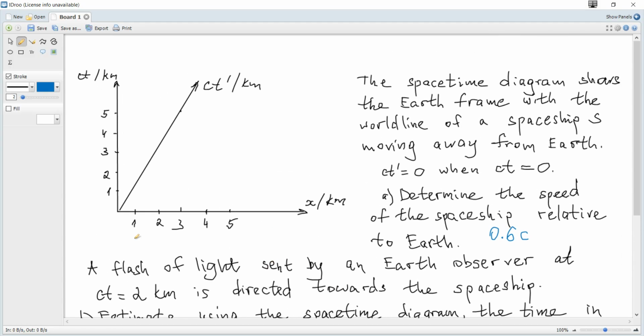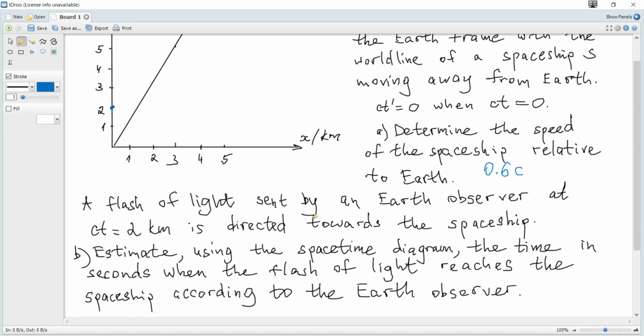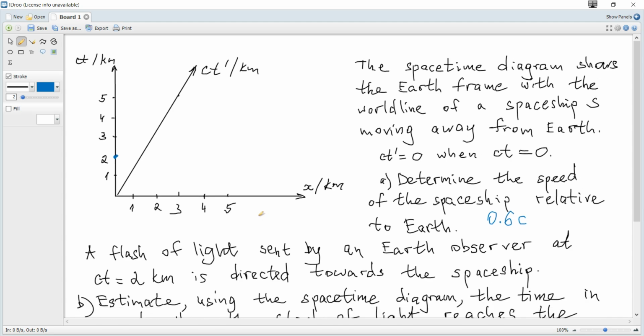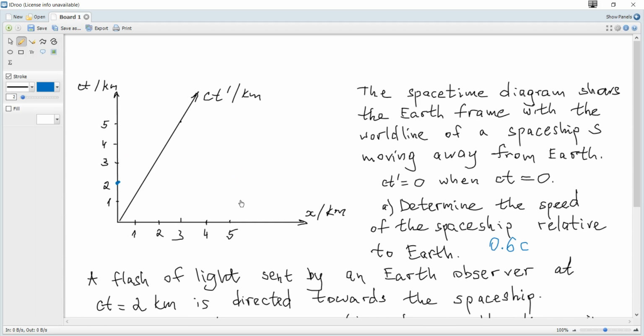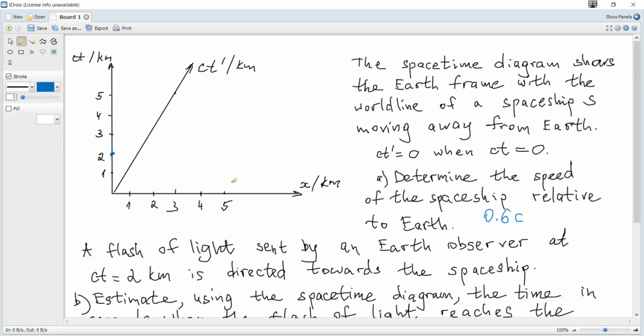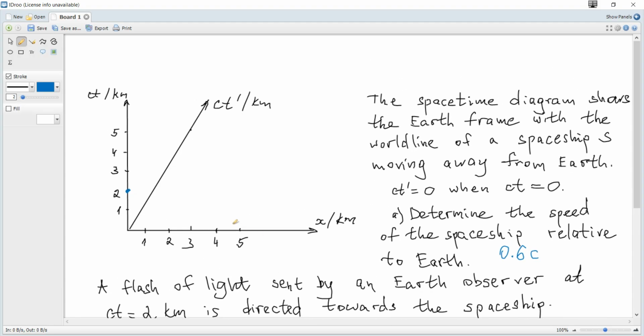So when ct is 2 kilometers, it's here, and notice that an observer on the Earth, relative to the Earth's reference frame, is always at the origin. A flash of light or a signal which travels with the speed of light is always represented as a line at 45 degrees. Why? Because the same formula, tangent is v over c, v is equal to c, so tangent is 1, theta is 45 degrees. So a flash of light is represented on the space-time diagram as a line at 45 degrees.